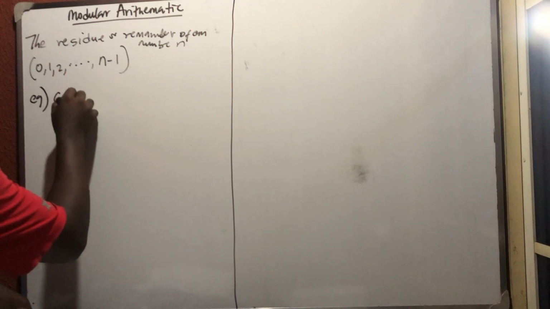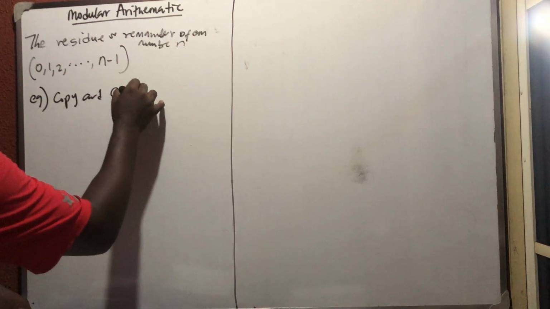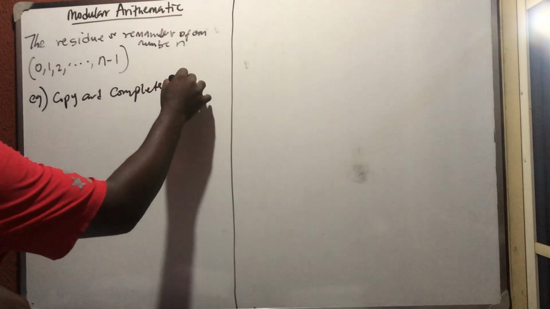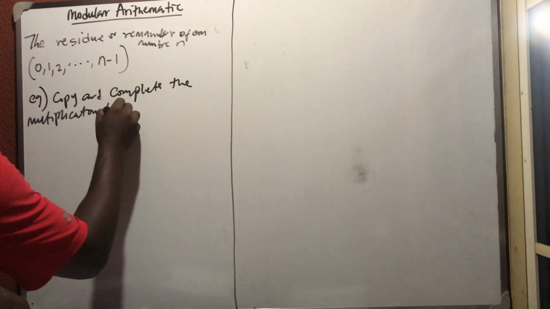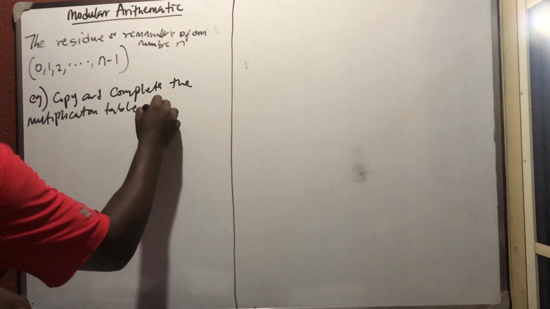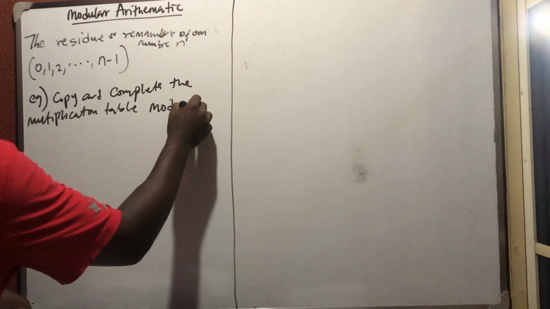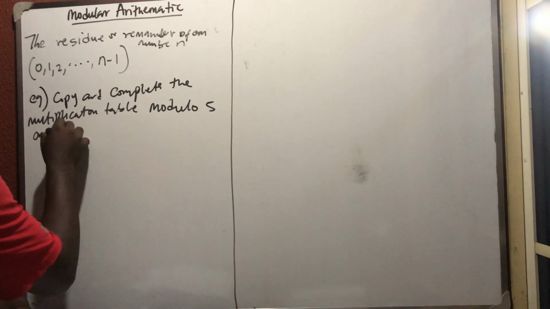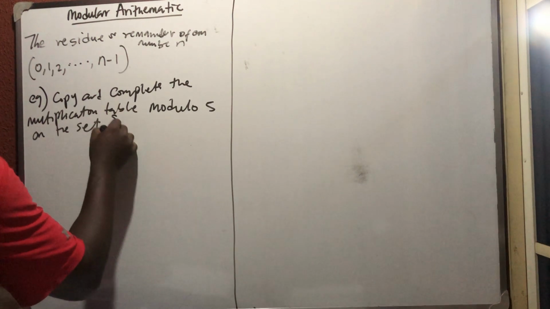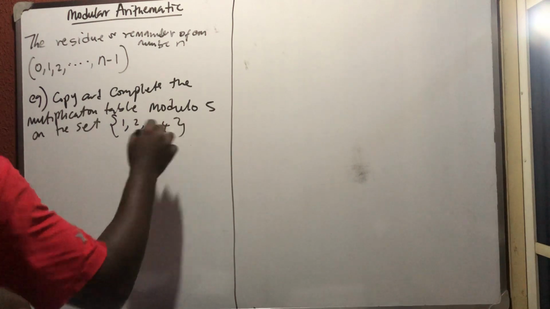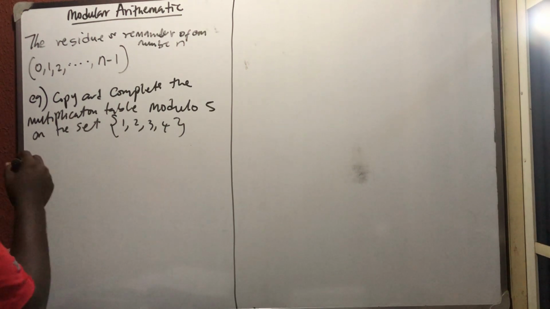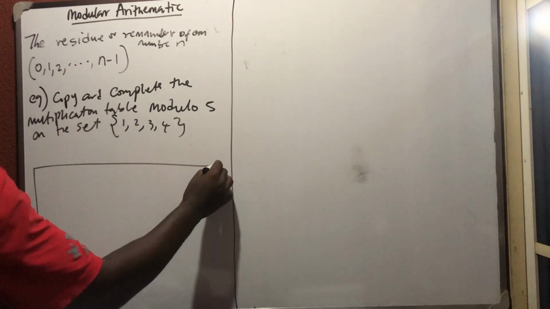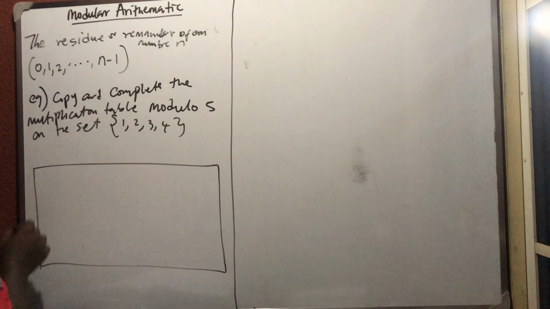So let's take an example to illustrate what we are saying. They say copy and complete the multiplication table of modulo 5 on the set of 1, 2, 3, and 4. Now, once it is mod 5, it means that the elements should be from 0 to 4. But they gave us from 1 to 4, which is still correct.